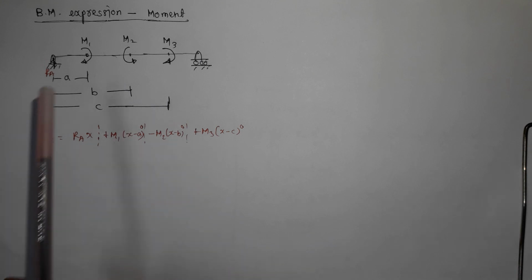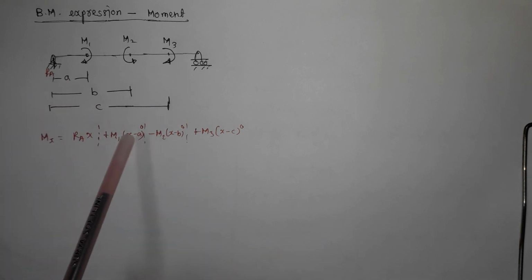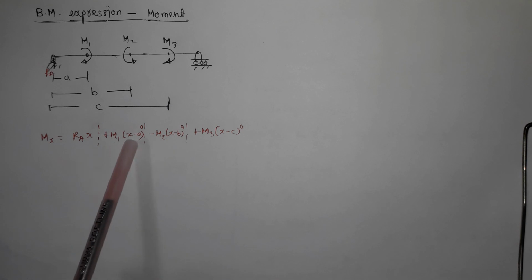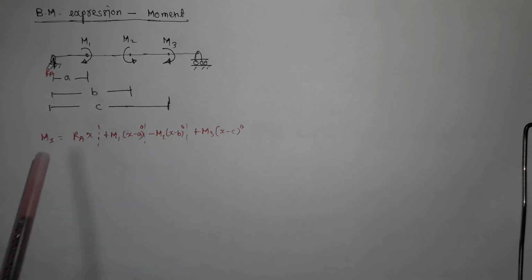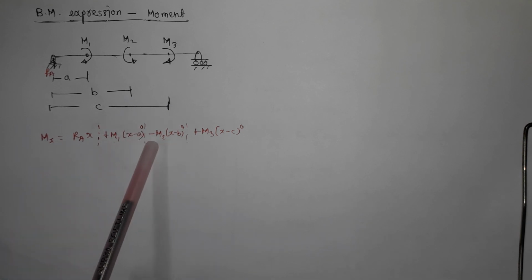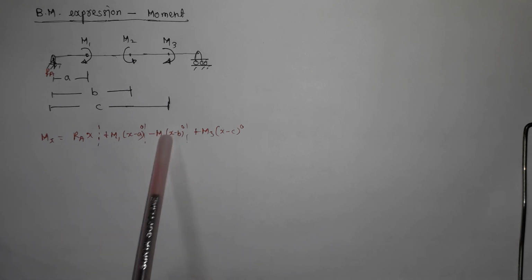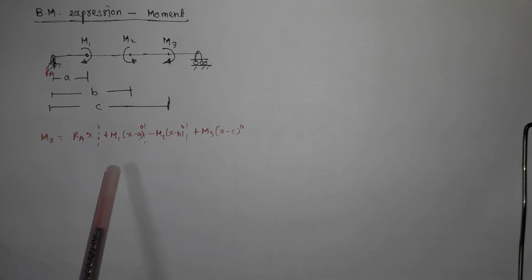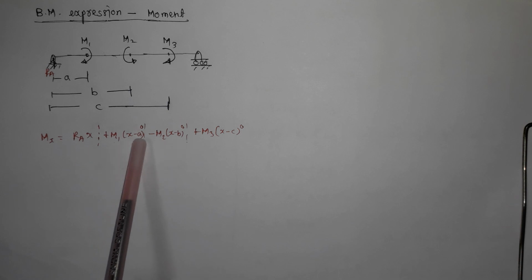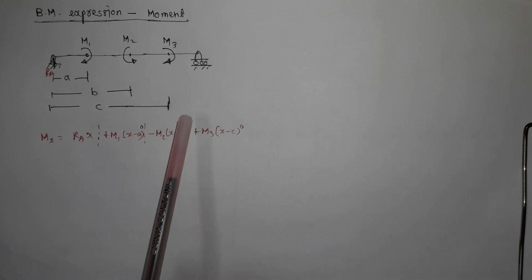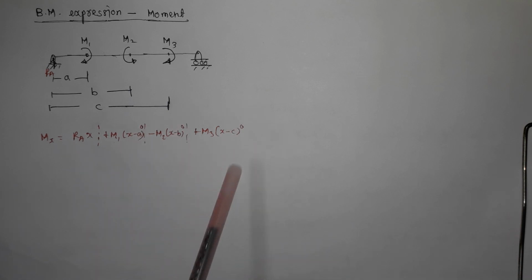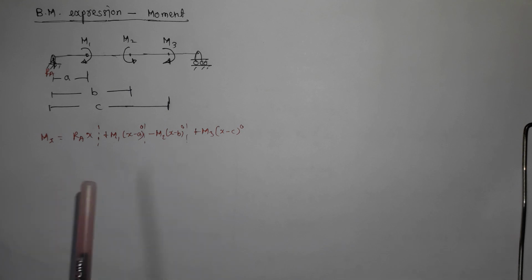In order to express the correct position of these moments, Macaulay suggested to write the equation like this: M1 into (x minus a) raised to 0, M2 into (x minus b) raised to 0, M3 into (x minus c) raised to 0. And if I integrate it, then in the first integration, M1 into (x minus a) raised to 1, M2 into (x minus b) raised to 1, M3 into (x minus c) raised to 1 will be there, which will simply reflect the position of each and every moment.